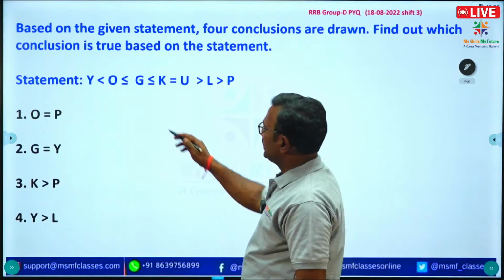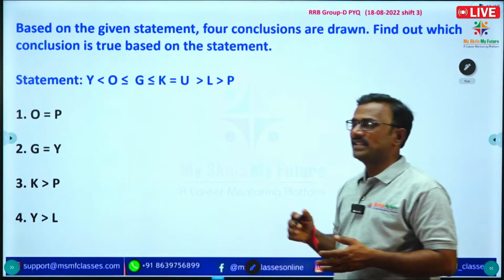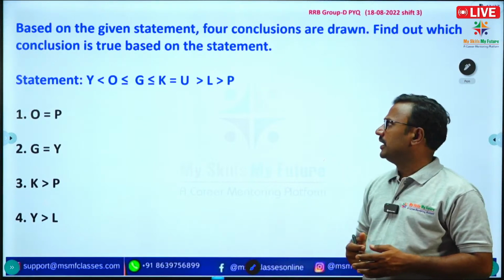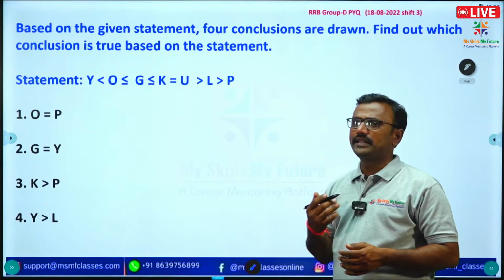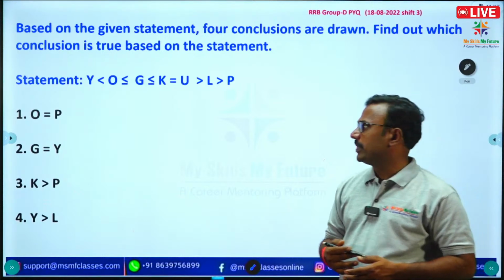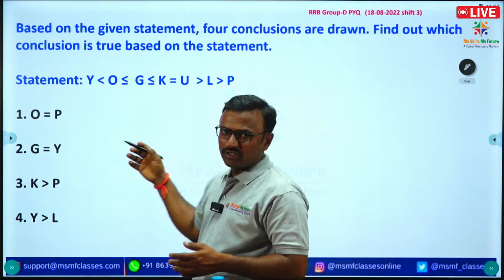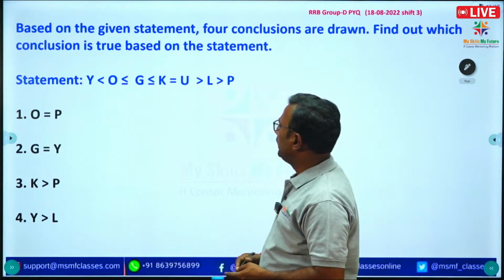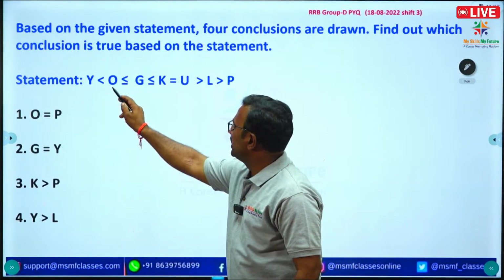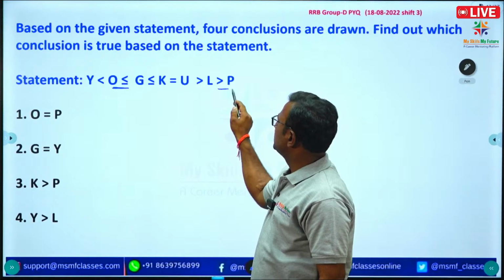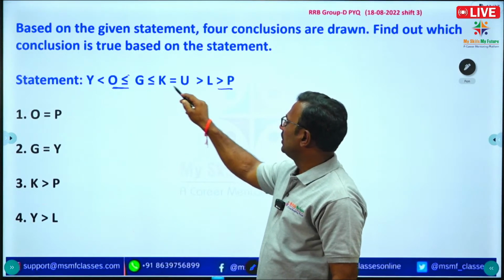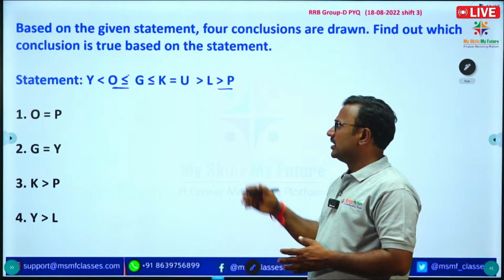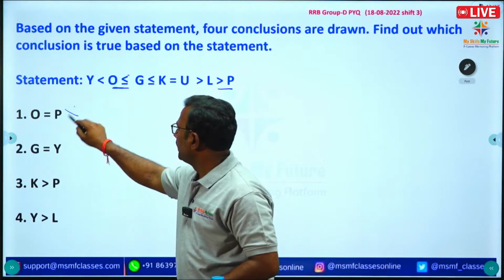So here they given y less than o less than or equal to z, z less than or equal to k, k is equal to u greater than l greater than p. We need to check the options. O is equal to p: here O is there, here p is there, so less than or equal to condition is there, here greater than, we cannot find a relation, so it is wrong.